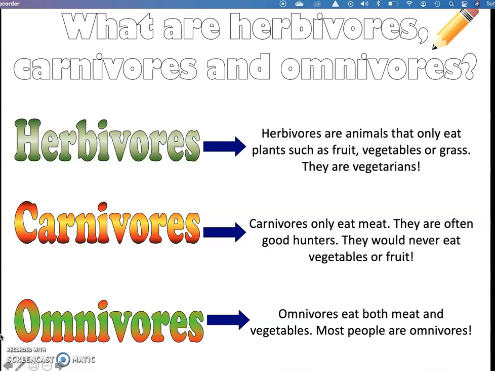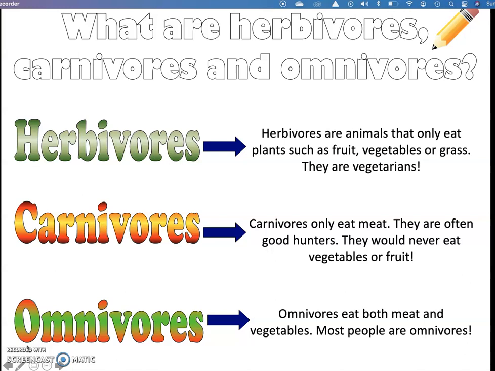Now that you've written your notes on herbivores, it's time to write some notes about carnivores. So what are carnivores? Well, carnivores only eat meat. They are often very good hunters, and they would never eat vegetables or fruit. Now again, time to pause the video so you can write down the information about carnivores.